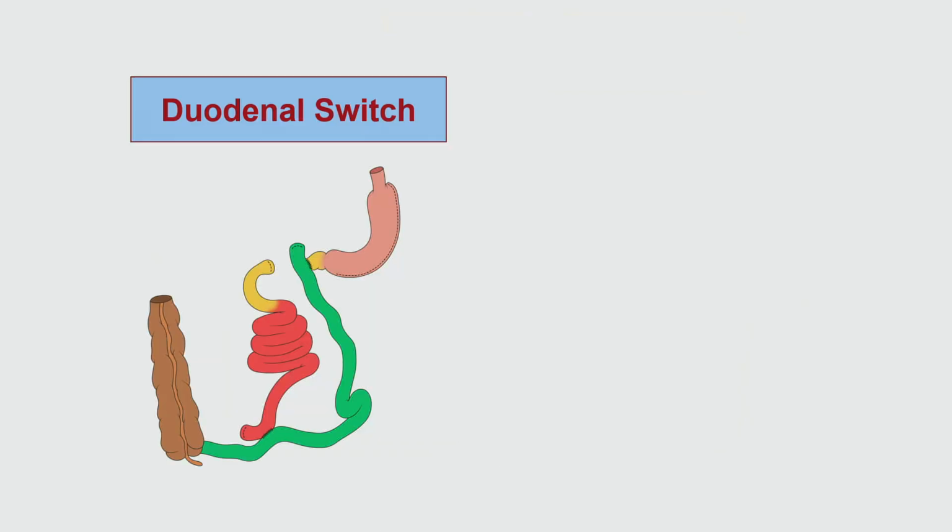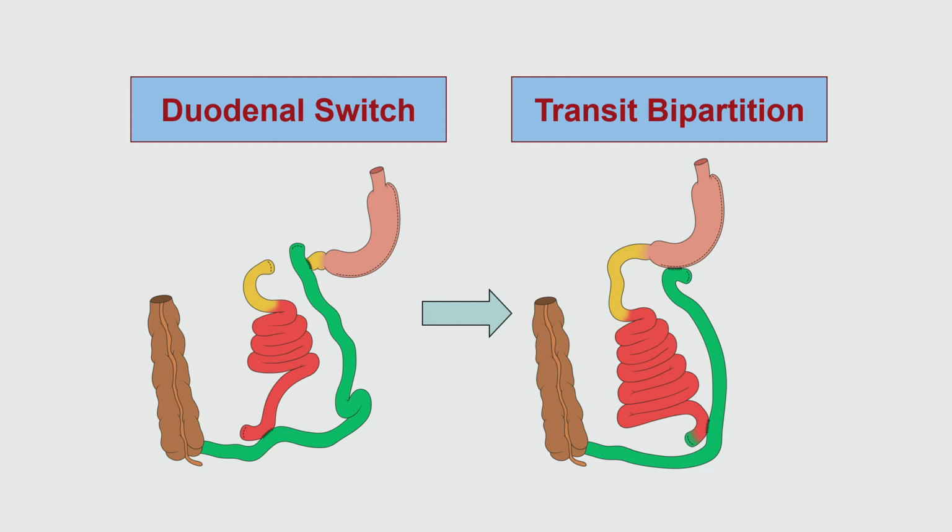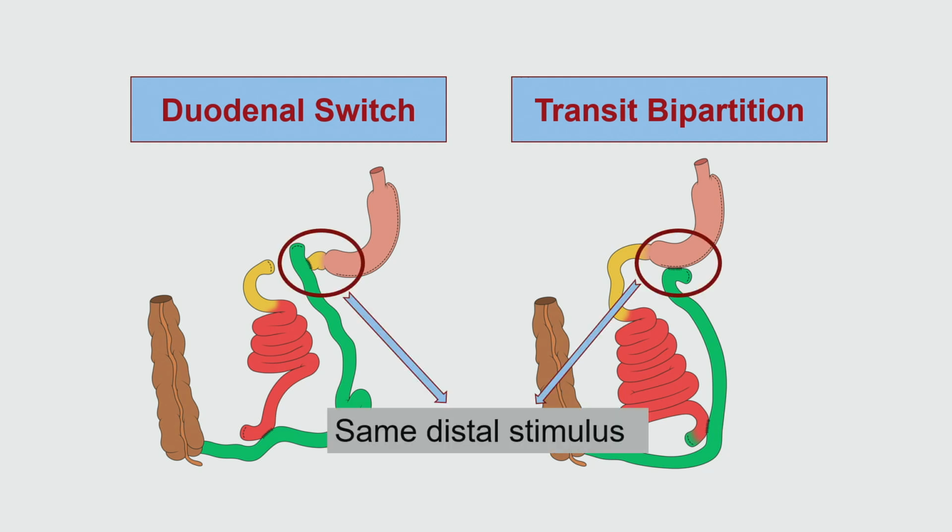This is the standard duodenal switch, as you can see, the Roux-en-Y duodenal switch. This is the transit bipartition. Can you see the differences? Roux-en-Y transit bipartition, right? In the end, we are getting the same distal stimulus with these two procedures, duodenal switch and transit bipartition.